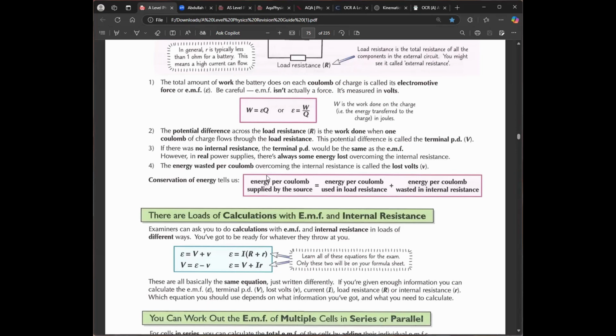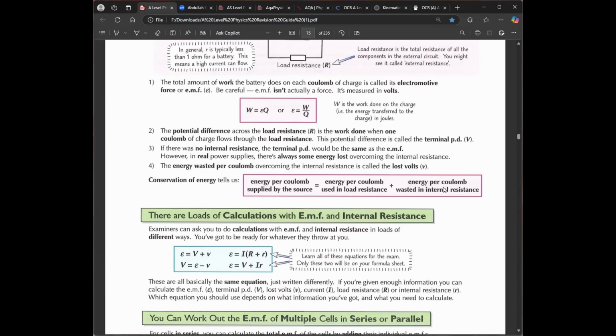Energy per coulomb. So what's that? Energy per coulomb is work done per unit charge. So basically, the potential difference they are talking about. Energy per coulomb supplied by the source, that's the battery. Energy per coulomb used in load resistance. So some of it will be used. So this is basically EMF on this side because that's the maximum the battery is producing. Some of it would be used by the internal resistance. And this is what you end up with.